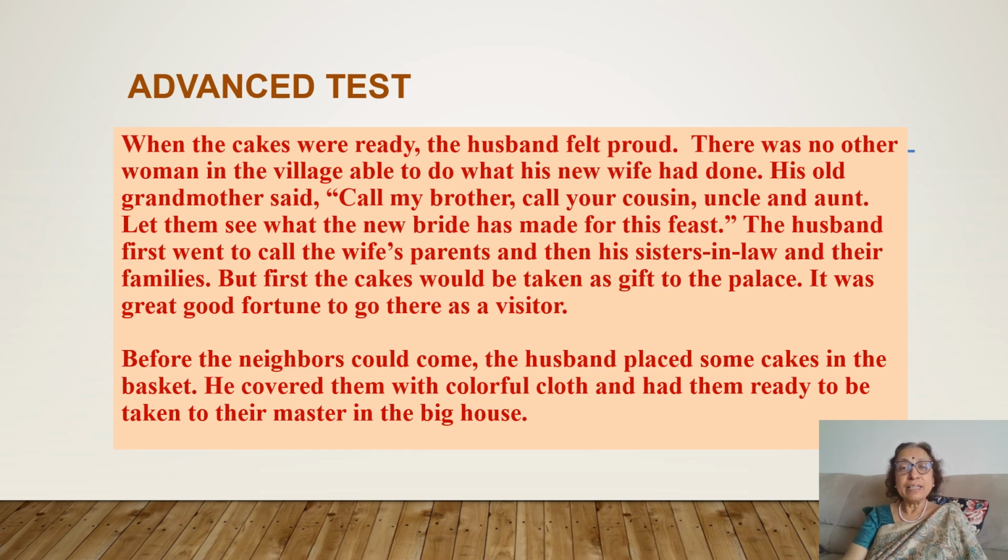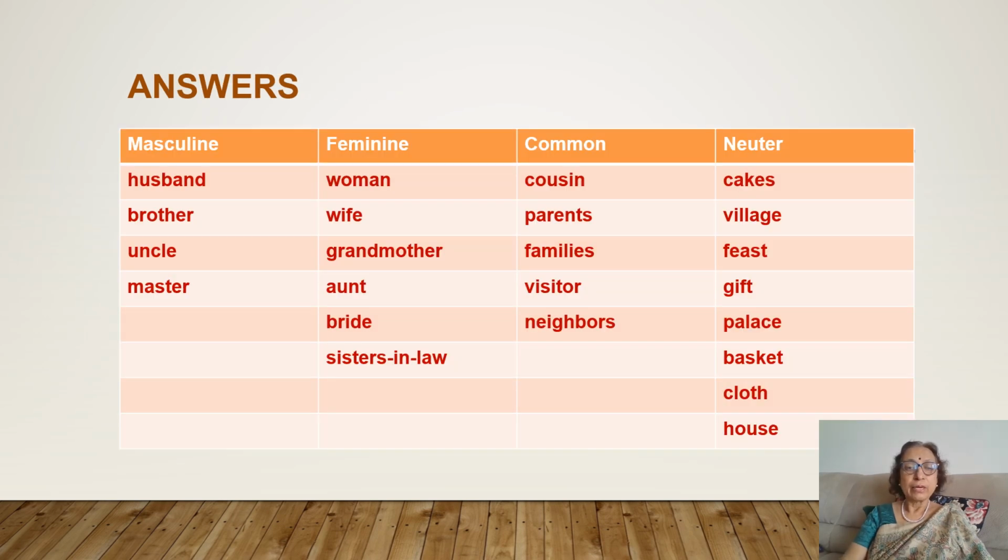Stop here, find the gender divisions in these nouns, and then go on to the answers. Here are the answers. Let me read out to you because the passage is not with you. When the cakes were ready, cakes is neuter, so you put it in the last column. The husband felt proud. Husband is masculine, you put it in the first column. There was no other woman. Woman is feminine, so put it in the second column. In the village, village is neuter, so you put it in the last column.